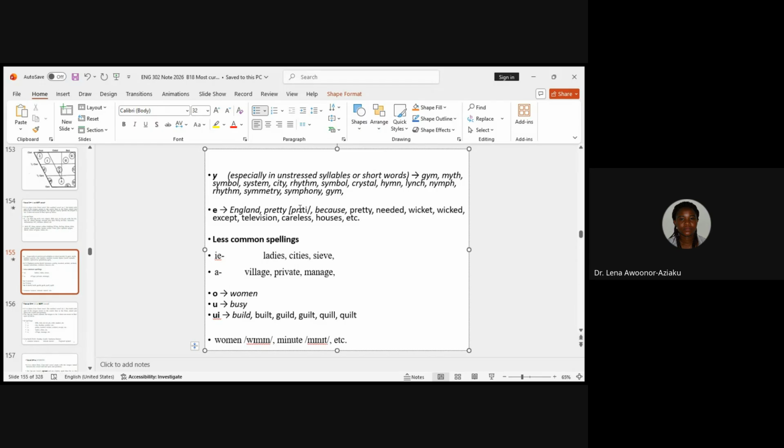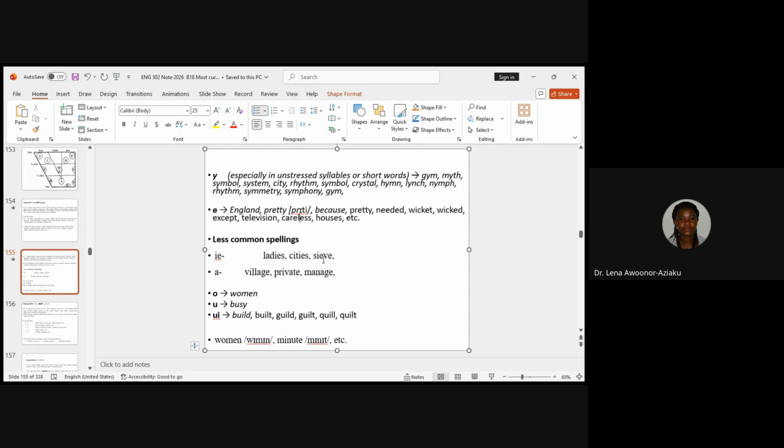Then we have others like pretty, needed, wicked. So this is wicked, except. See the E here, except, television. It's not television, television. Careless. Some say careless. Then you have houses. So it is E, that is what's pronounced as E.